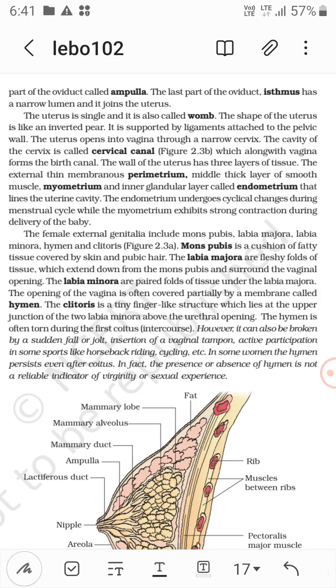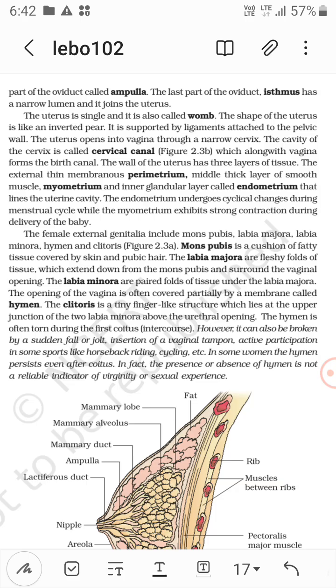The labia minora. Under that, the labia minora are paired folds of tissue under the labia majora. The opening of the vagina is often partially covered by a membrane called the hymen.